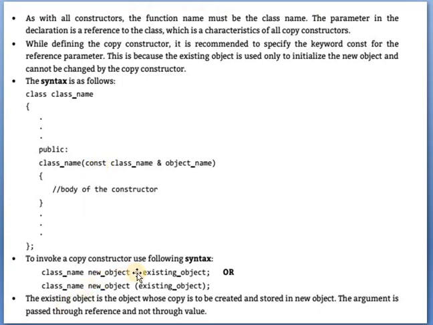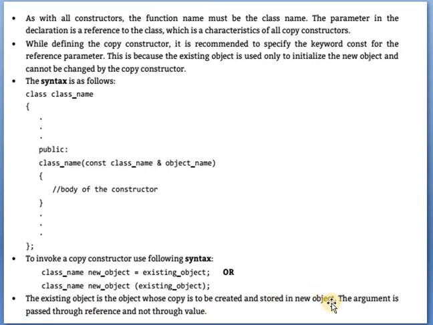To invoke a copy constructor, use the following syntax. How to invoke or how to call the copy constructor? Class name, new object equal to existing object, or class name, new object in bracket existing object. By using both methods, we can invoke the copy constructor. The existing object is the object whose copy is to be created and stored in the new object. The argument is passed through reference and not through the value.